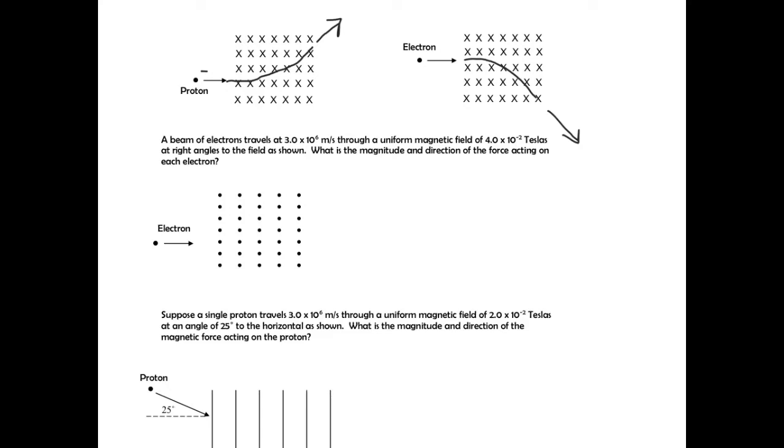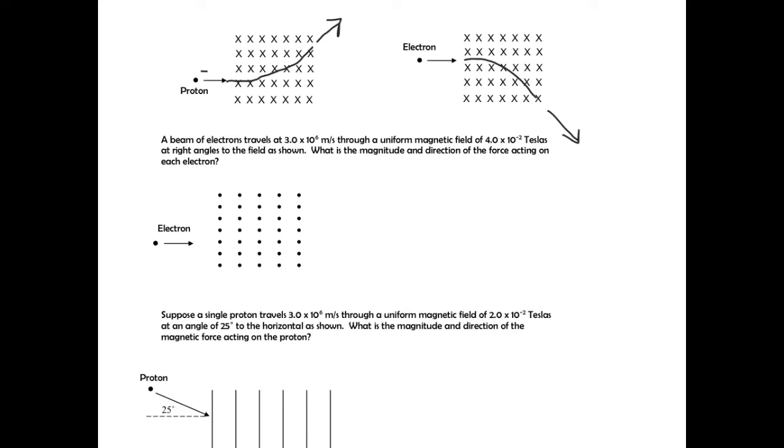Let's do a quick problem. A beam of electrons travels at 3 times 10 to the 6th meters per second. Just to give you an idea of how fast that is, it's just 100 times less than the speed of light. But that would be moving through a uniform magnetic field of 4 times 10 to the negative 2 teslas at right angles to the field as shown. What is the magnitude and direction? So it's a vector, magnitude and direction of the force acting on each electron.